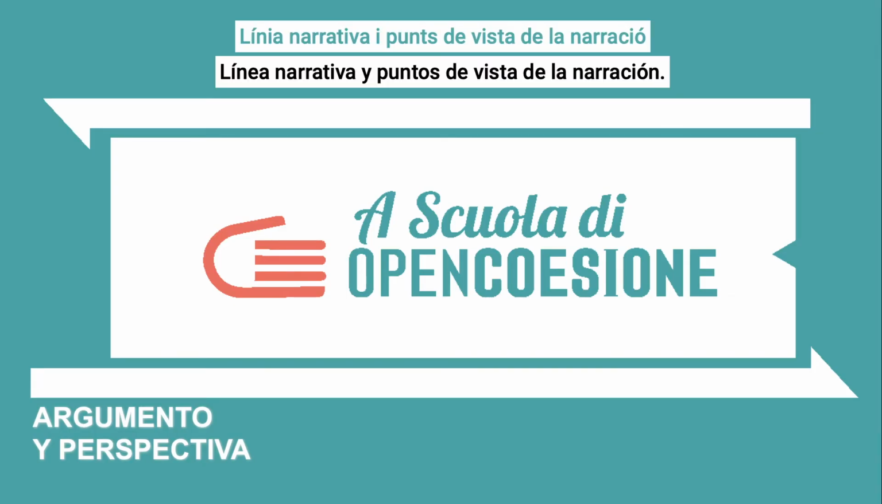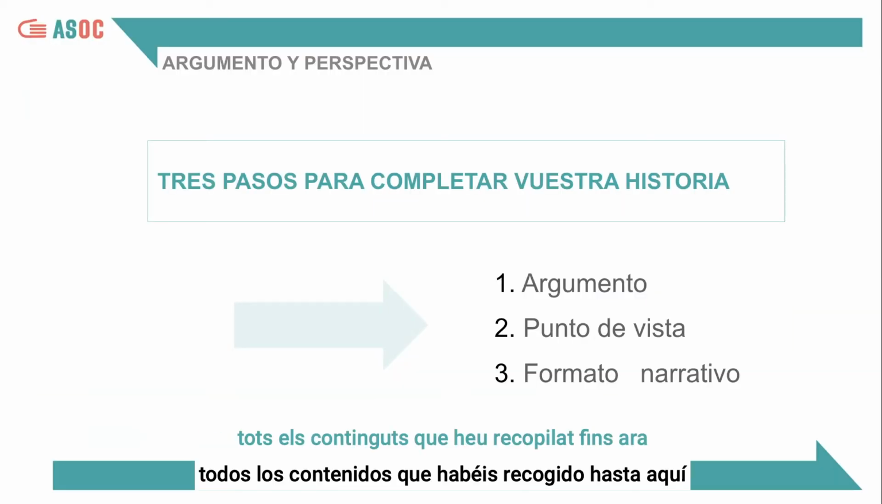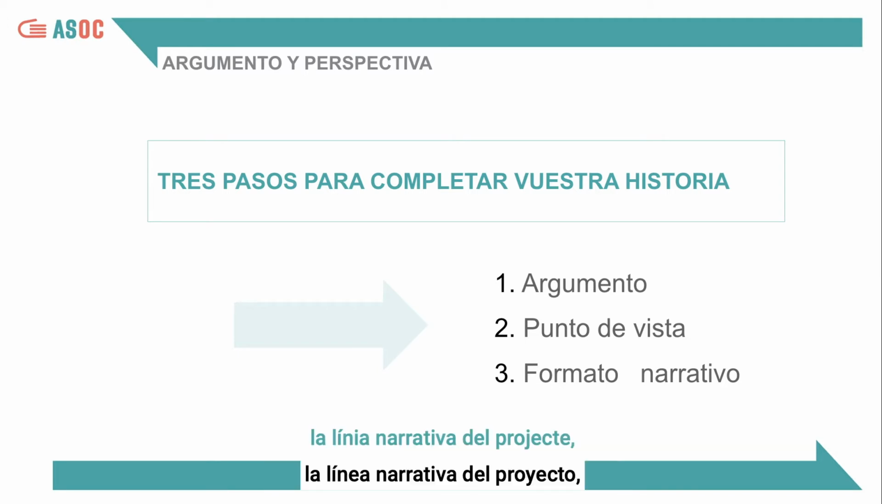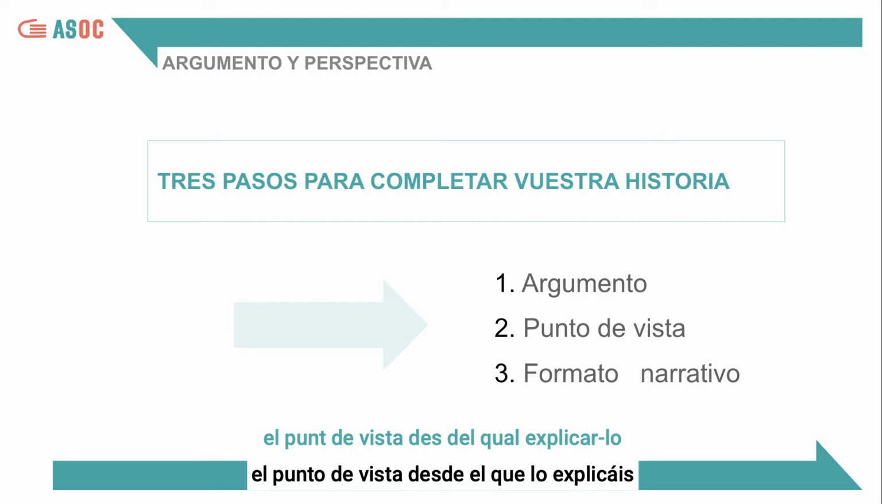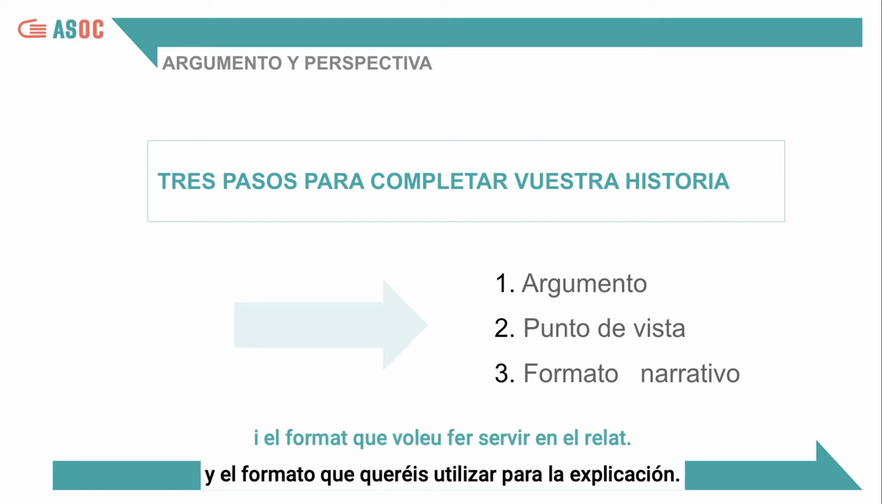The storyline and points of view for your story. In this section, we discuss how to organise all the contents that you have collected till now to better report your research. You need to be clear about three things: the storyline of your project, the point of view from which you are going to tell the story, and the format you intend to use in the story.